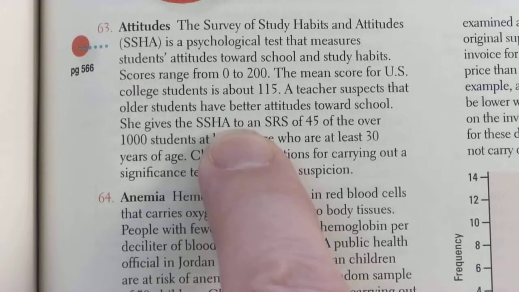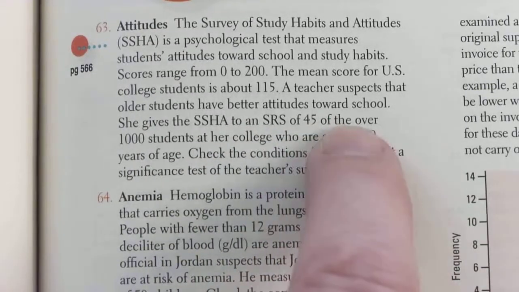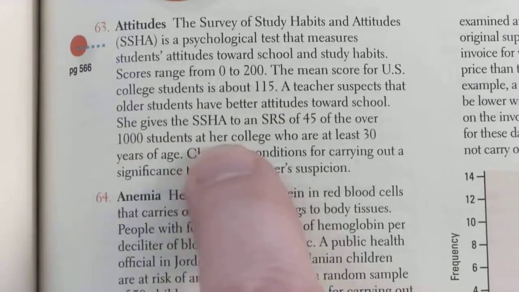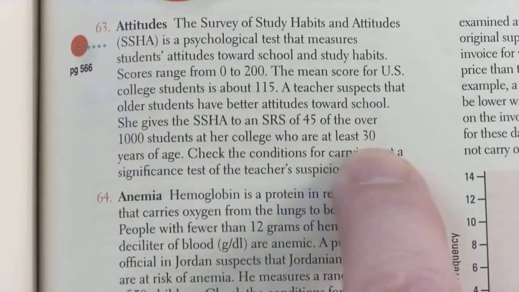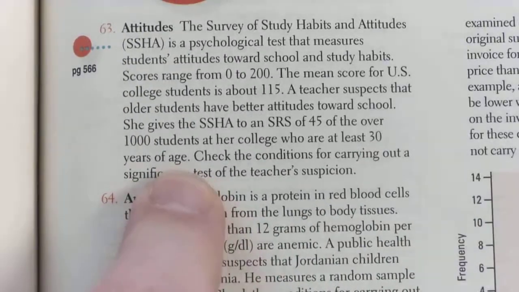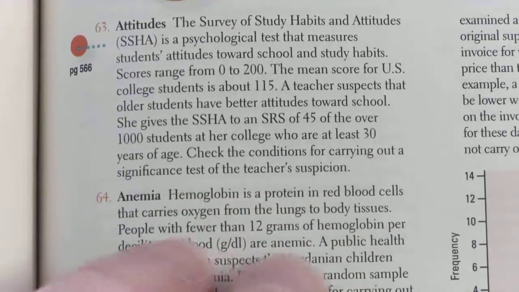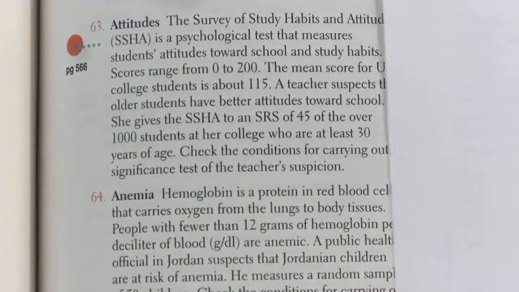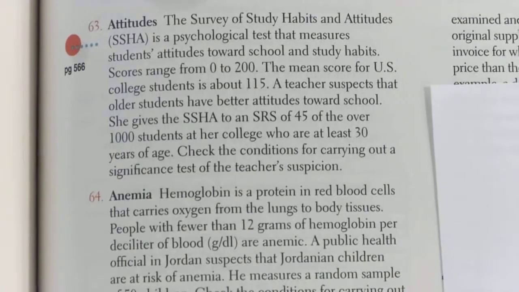A teacher suspects that the older students have better attitudes towards school. She gives this test to a simple random sample of 45 of the over 1,000 students in her college, not high school, sorry, who are at least 30 years of age, so older students in the college. Check the conditions for carrying out a significance test of the teacher's suspicions.